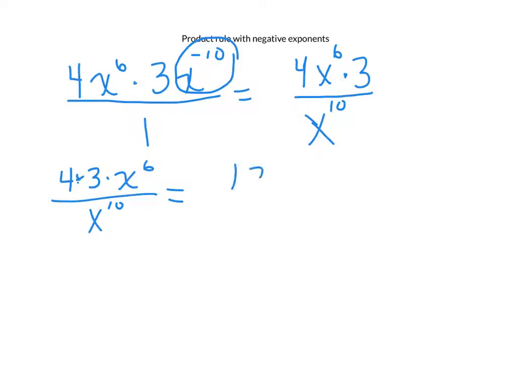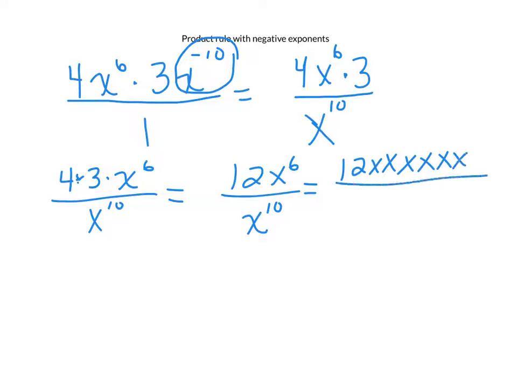4 times 3 is going to give me 12. X to the 6 still stays up there. Now I know I'm not done because I have x's in the top of my fraction and x's in the bottom. And I know that some of them can cancel. And again, this is what my brain is thinking. I have x to the 6. That is 1, 2, 3, 4, 5, 6. On the bottom, I have 10. 1, 2, 3, 4, 5, 6, 7, 8, 9, 10.